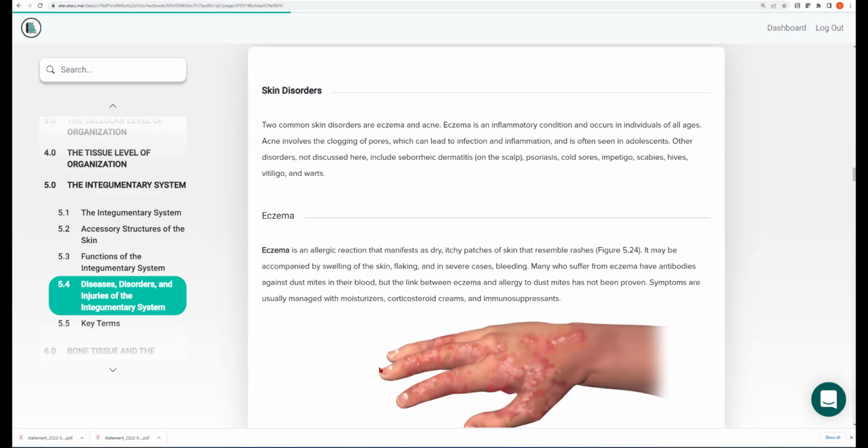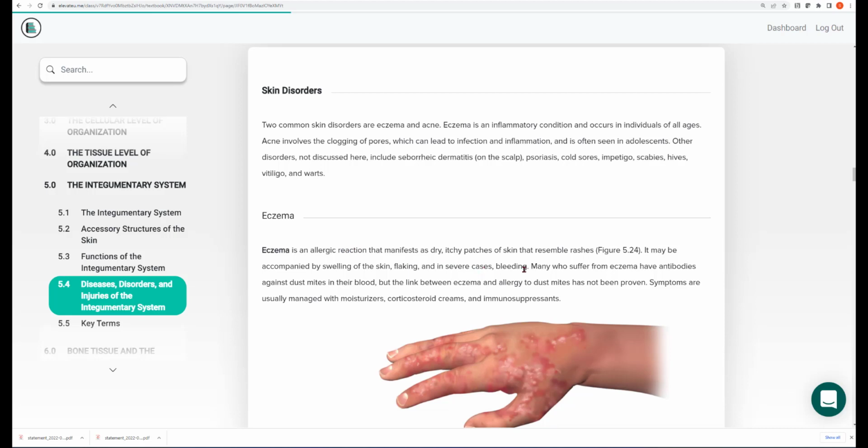What are a couple of other relatively common skin disorders? We probably have all dealt with acne. I'll talk about that in a minute. The other one is eczema. We hear about eczema on TV. You may know some people with eczema. So let's talk about eczema first. It's basically an allergic reaction. It's dry, itchy patches of skin. It can look like a rash.